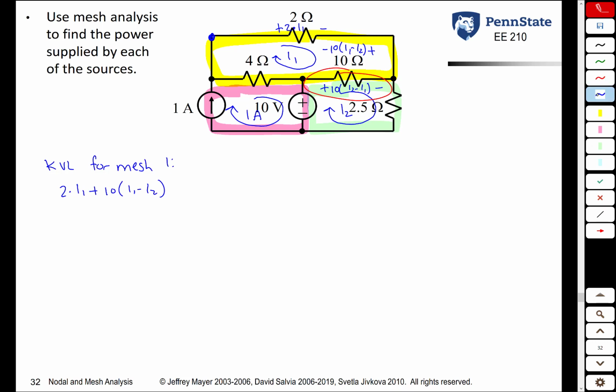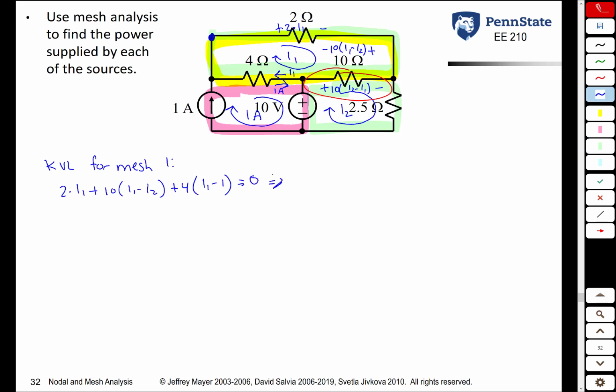The voltage drop across the 4 ohm resistor is going to be the resistance times the current in the direction we're going. We're going from right to left through that 4 ohm resistor. In that direction, that current is I1 going in this direction, but then we also have 1 amp going in that direction. So the net current is 4 times I1 minus 1. So 2 I1 plus 10 times I1 minus I2 plus 4 times I1 minus 1, all of that equals 0.